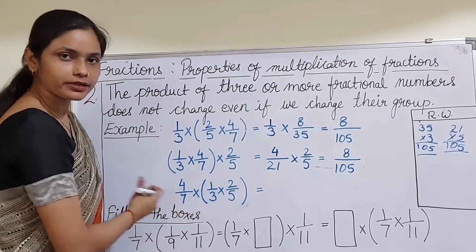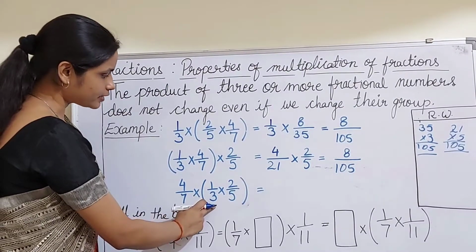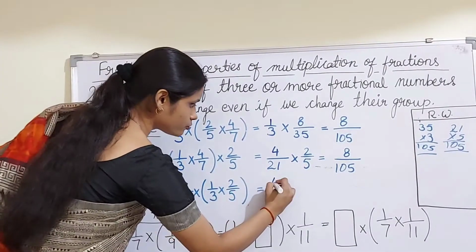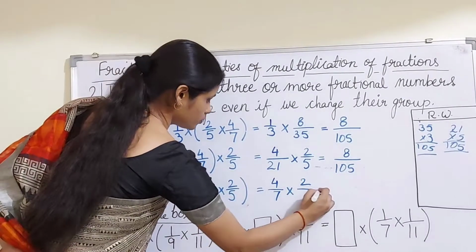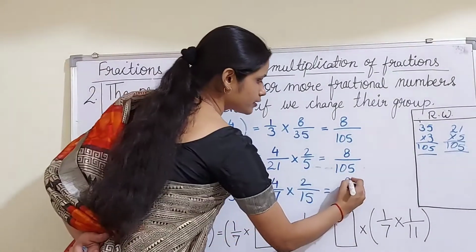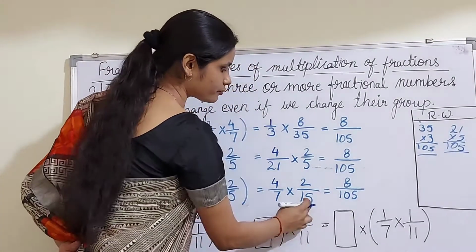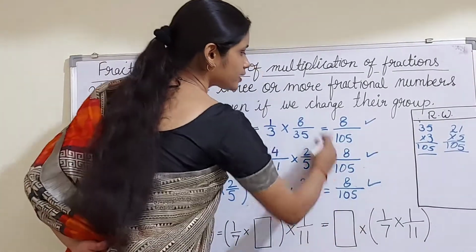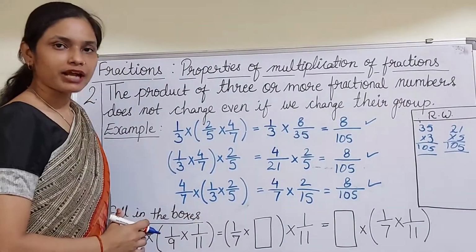Now one more rearrangement can be done. This time 4 by 7 we have taken outside the bracket, and inside the bracket we have 1 by 3 and 2 by 5. Let us solve this again. First we write 4 by 7 and multiplied by the bracket. First solve the bracket: 2 1s are 2 and 3 5s are 15. Now in the numerator 4 2s are 8. And in the denominator again we have got 105, 7 into 15 or 15 into 7. It will be 105. Now in all three cases you can see the product is the same. It does not change even if we change the order or the grouping of the fractional numbers.